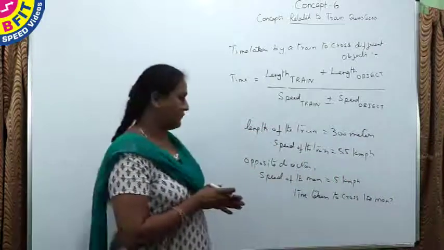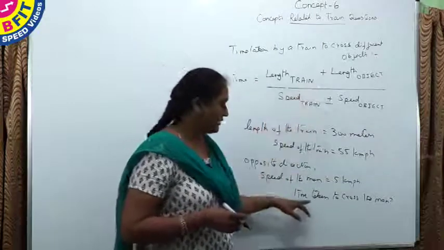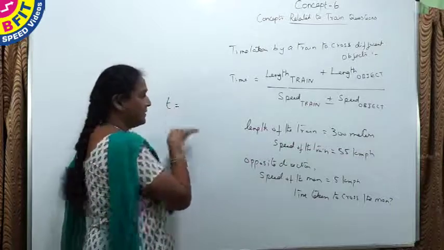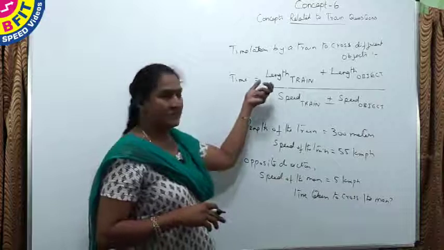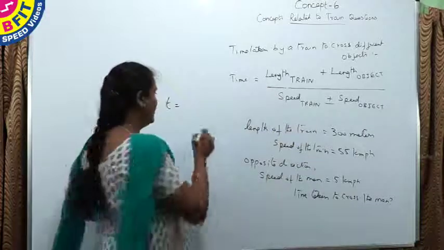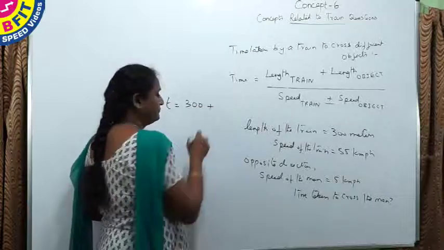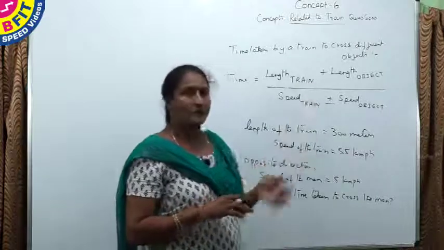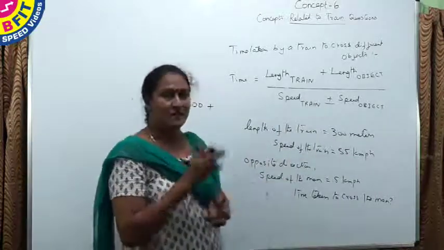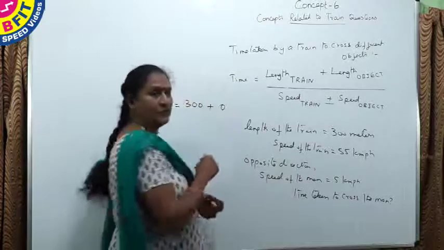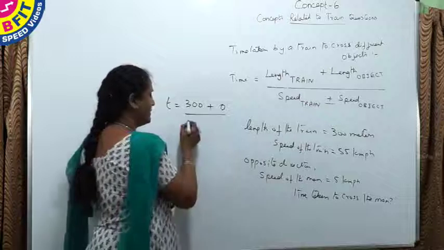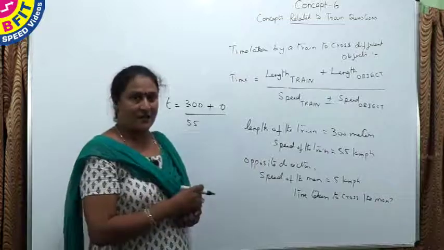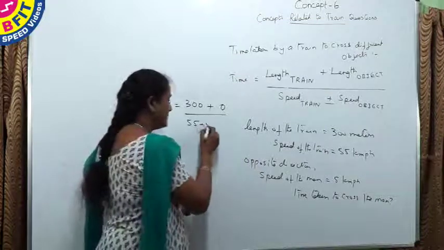By using this basic formula, by substituting for all these values, you can find time taken by the train to cross the man. So here time taken is required, so take this as T. What is the length of the train? It is 300 meters. The object here is the man who is walking in the opposite direction. As the man's length is negligible, here length of the object is 0. Speed of the train is given as 55 kilometers per hour and the man is walking in the opposite direction, so relative speed will be sum of the speeds.